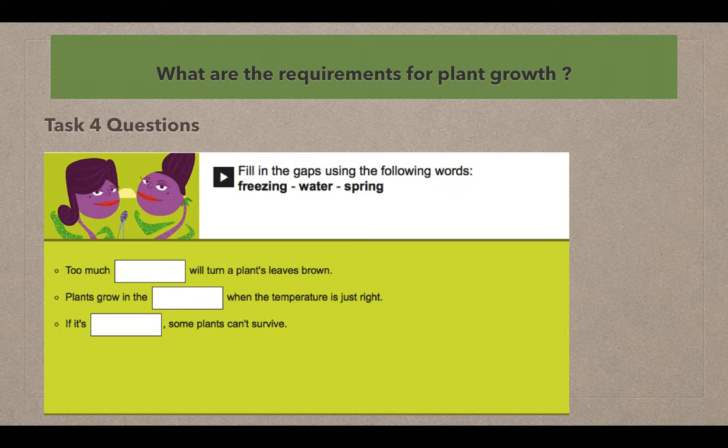So too much will turn a plant's leaves brown. Plants grow when the temperature is just right. If it's freezing, some plants can't survive. Remember, pause the video if you need to, or you can come back later and do it.